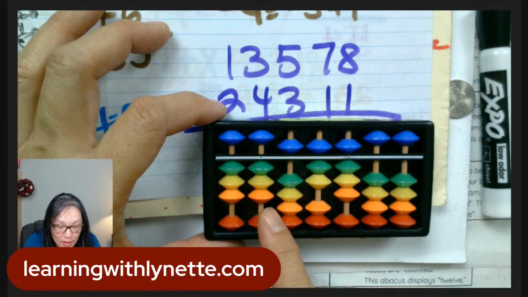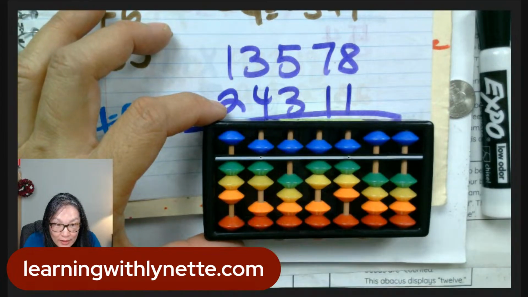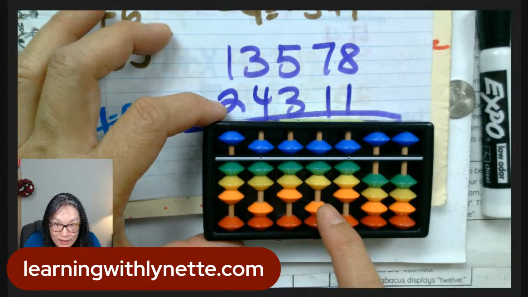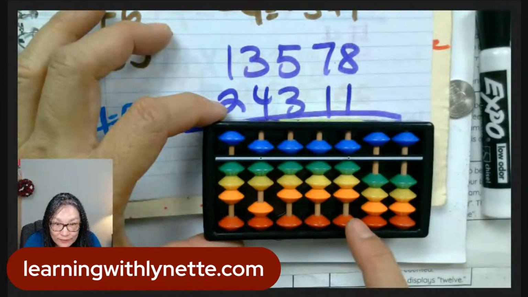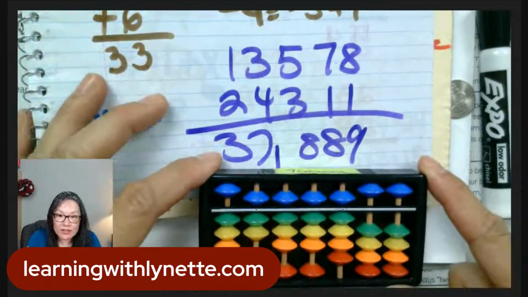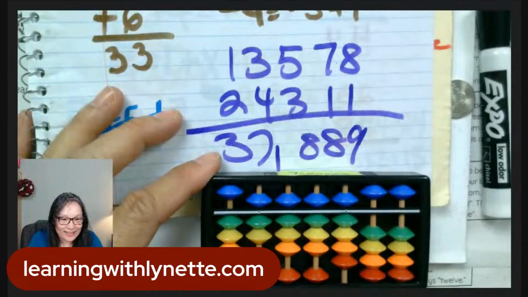Yes, Aura. Plus the 5 minus the 1. Can I add the 3? I can add the 3 here. I'm going to add my 3. And then until I have 1, and I have another 1. So what is my final answer? My final answer is 37,889.